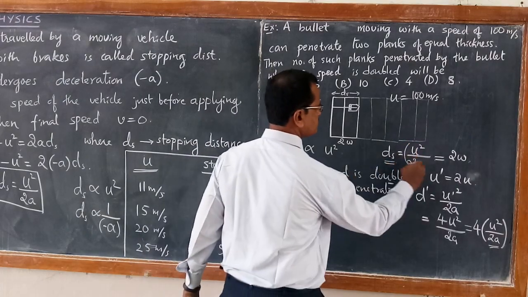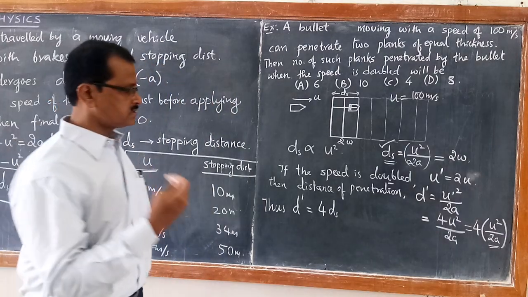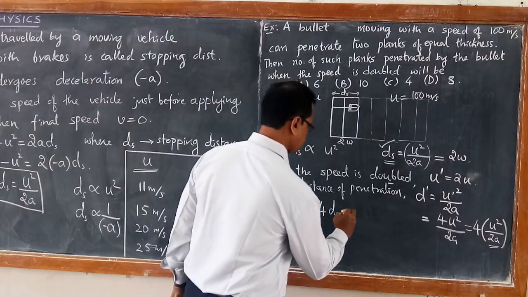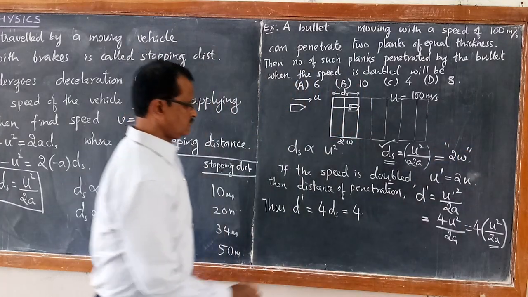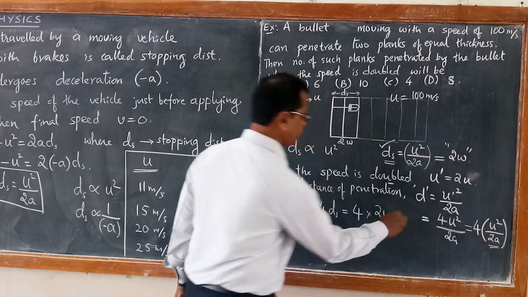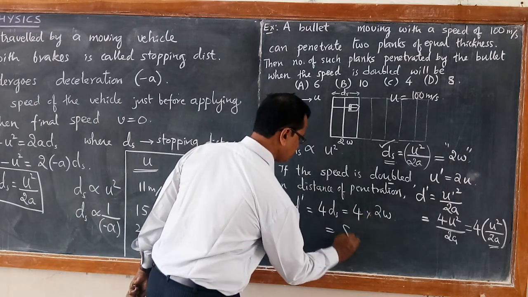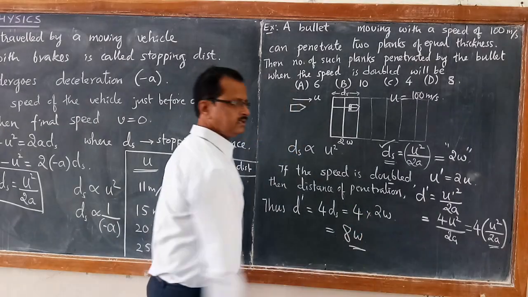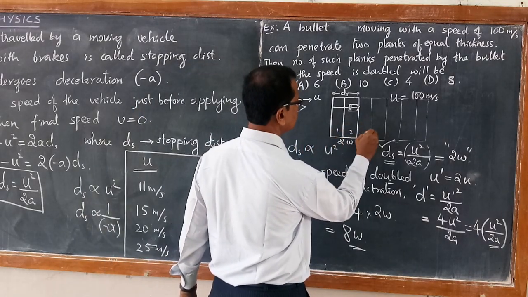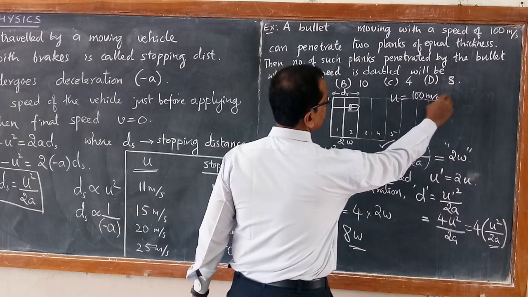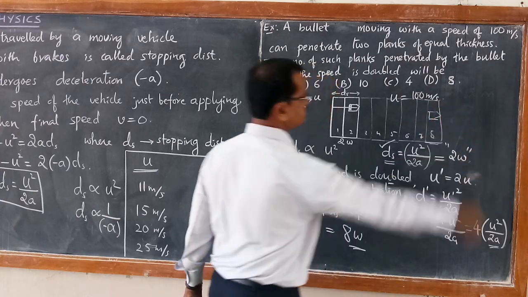U square upon 2a is ds. So it becomes 4 times ds. It becomes 4 times the initial distance of penetration. That is 4 into 2w, 4 into 2 times the width of each plank, which means 2 planks. So it becomes 4 times 2, that is 8 times the width of each plank. Therefore, the number of such wooden planks required now will be 1, 2, 3, 4, 5, 6, 7, 8. It requires 8 such planks before it is brought completely to rest.